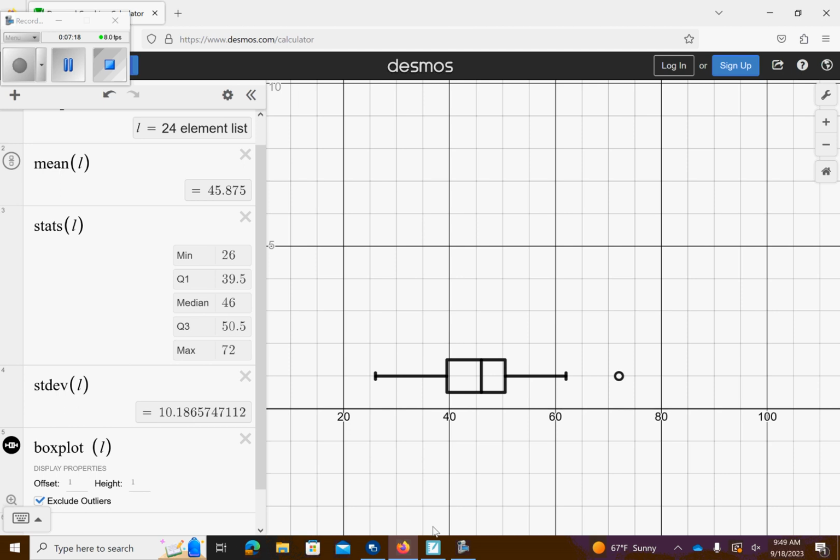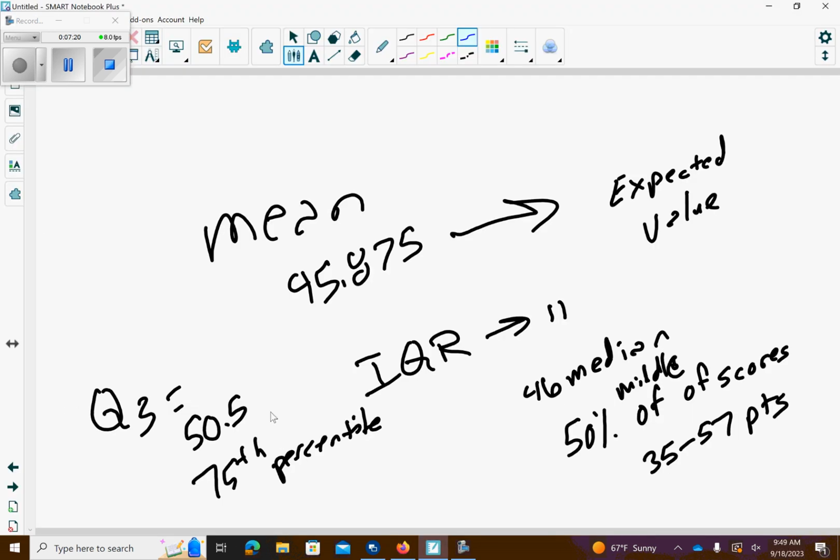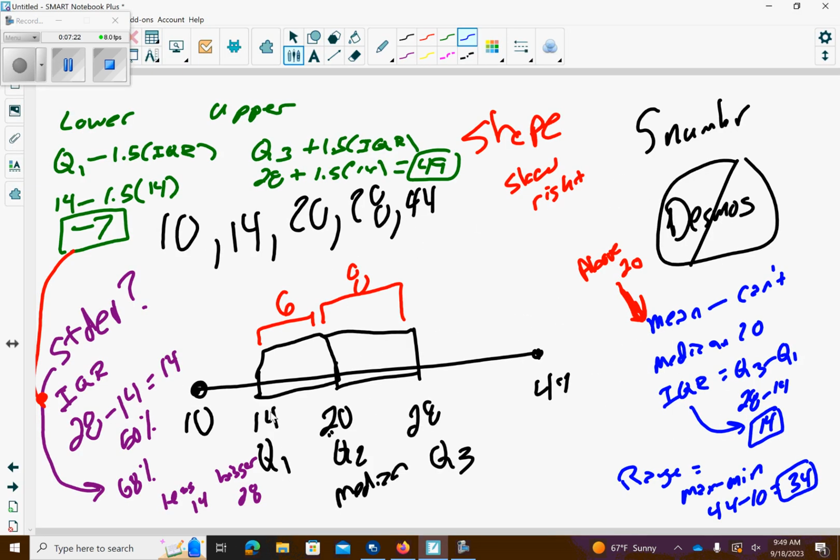All right, and then we get to the 5-number summary down below. The 10 is the minimum, 14 is Q1, 20 is the median or Q2, 28 is Q3, and 44 is the max. If I wanted to figure out the mean of this, the only thing I know is it would be above 20 because this shape is skew right. I can't tell anything else about that.